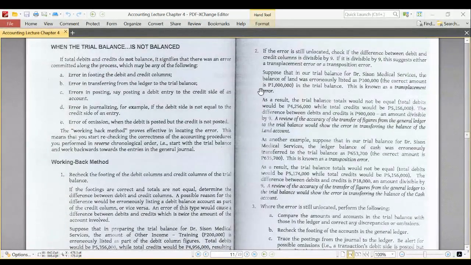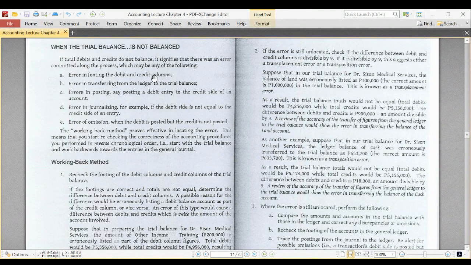When the balance is not balanced, paano ba yun? May mga pagkakataon kasi hindi balanced. Ano ibig sabihin nun? Ano indication nun? There is an error. There was an error committed along the process. So yun, sinasabi natin. Ang general expectation is that the debit balances should be equal to the credit balances. If the balances are not equal, then that is an indication that there is an error that happened. And what are the different kinds of error? Maybe there is an error in footing, the debit and the credit column. Baka mali yung pagkaka-add mo. May mga hindi ka nasama.